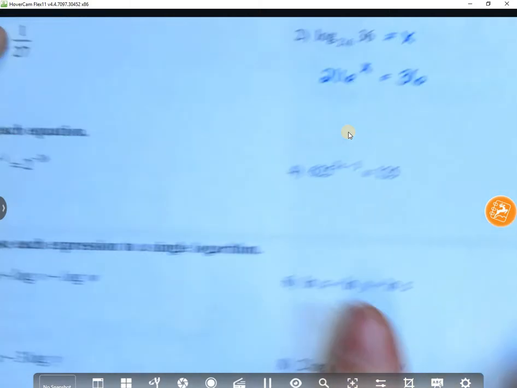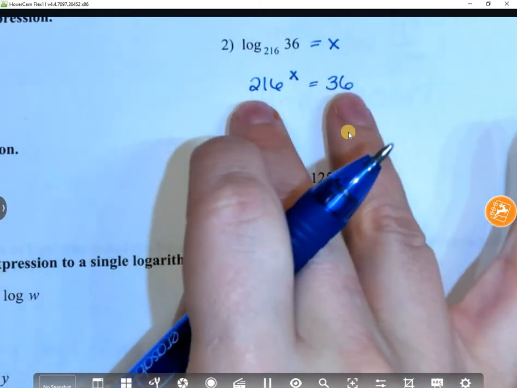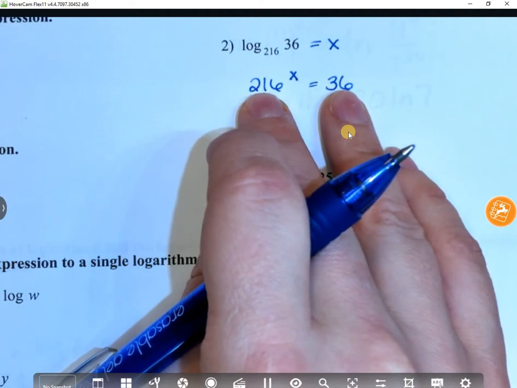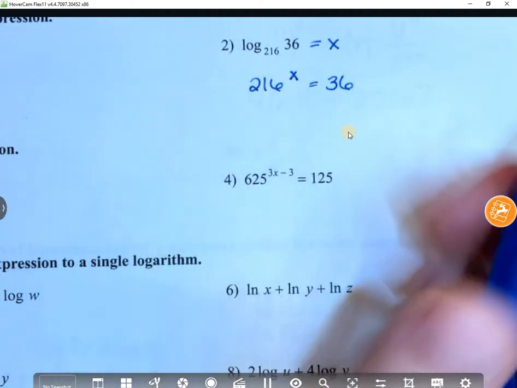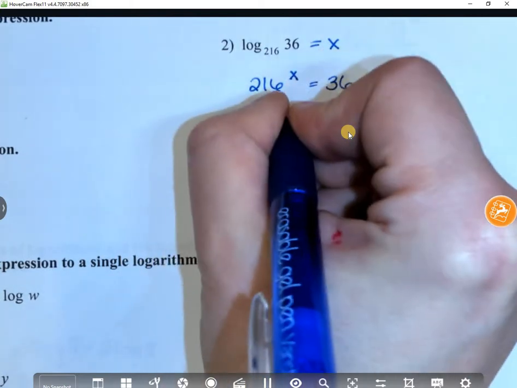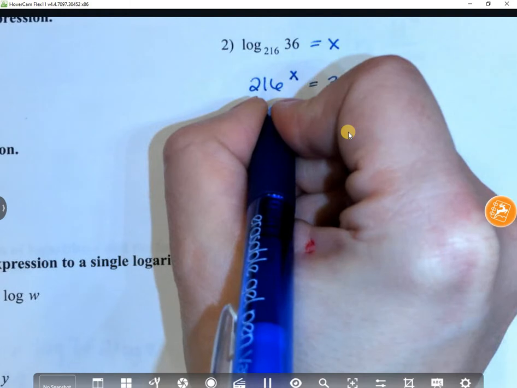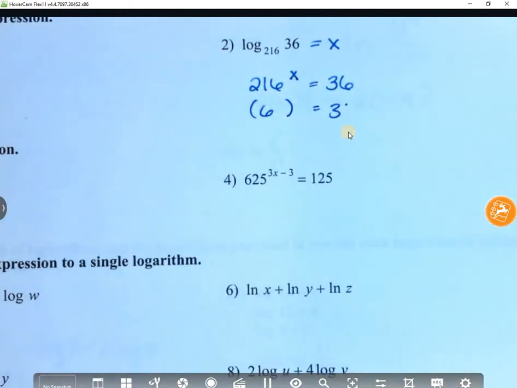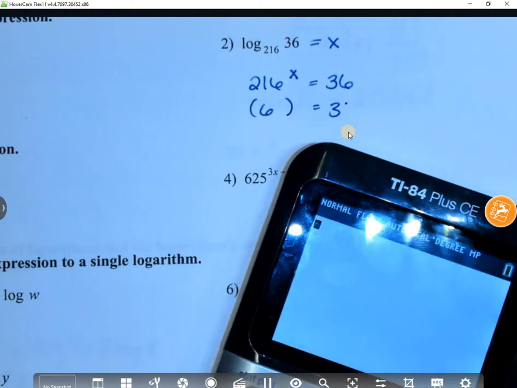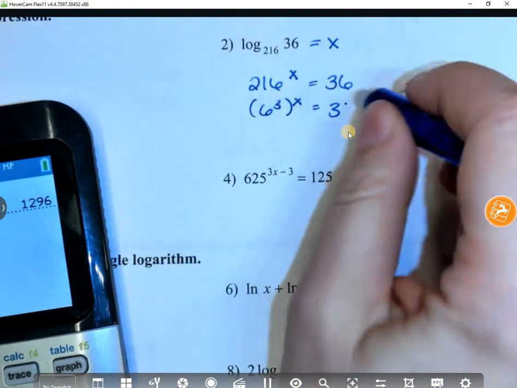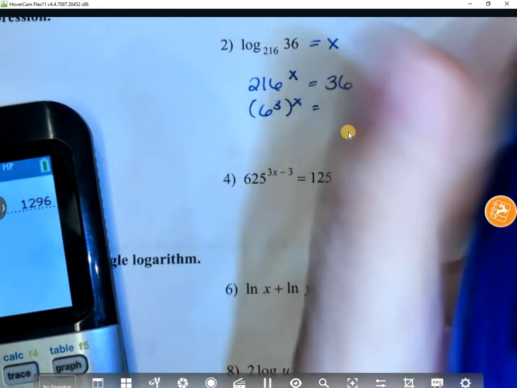Once you have that, then get each of these into a common base. I could write both of them as what? 6. So 216 is 6 to what power? 6 to the 3rd? Let me see here. So I think it's the 4th. Nope, it's the 3rd. You're right. And then 36 is 6 to what power?